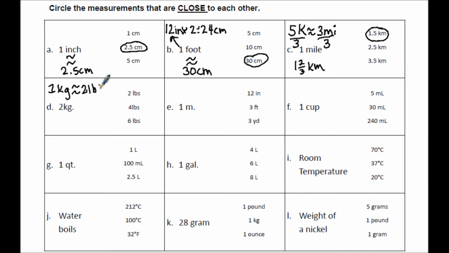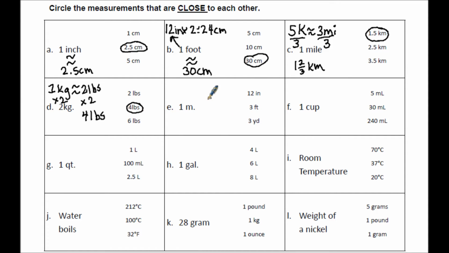For problem D, I know that 1 kilogram is about 2 pounds. So if I multiply by 2 on each side, I could see that 4 pounds would be the same as 2 kilograms.